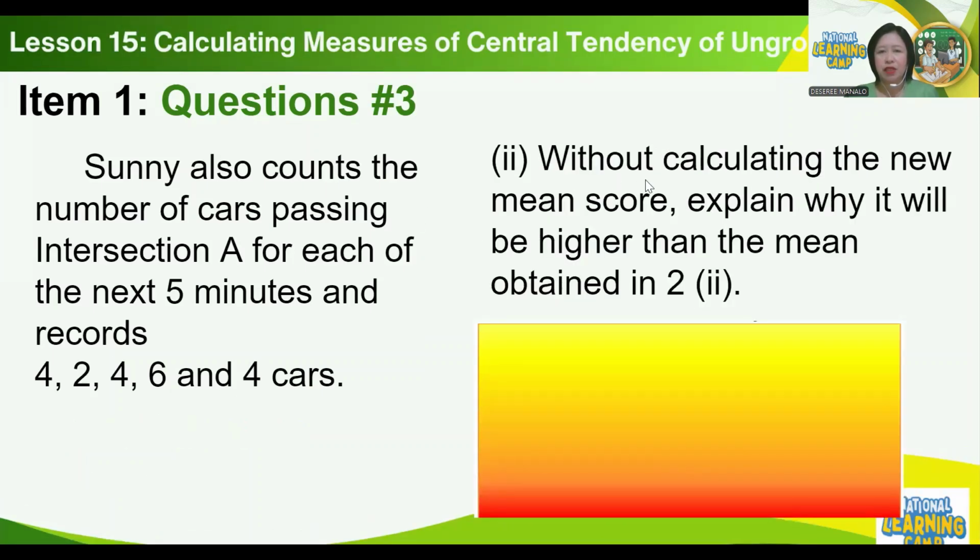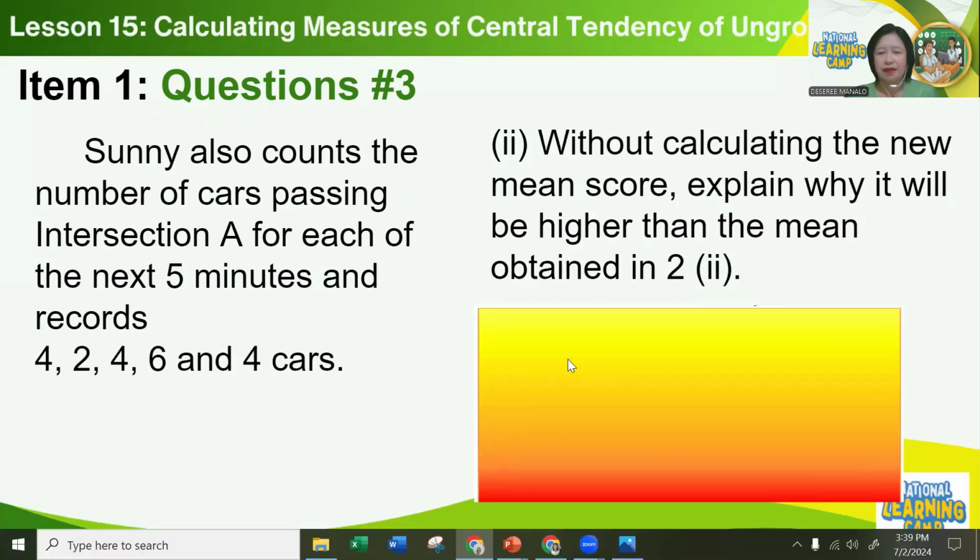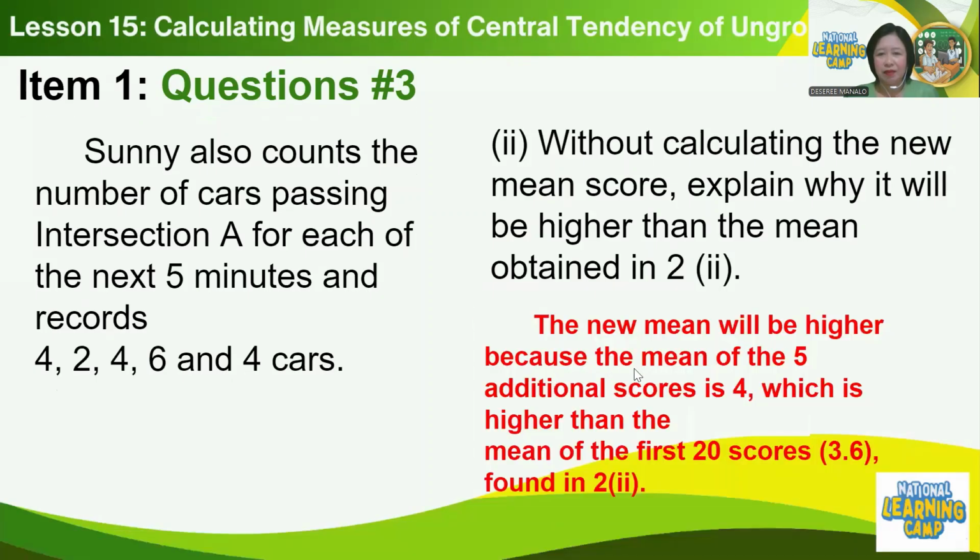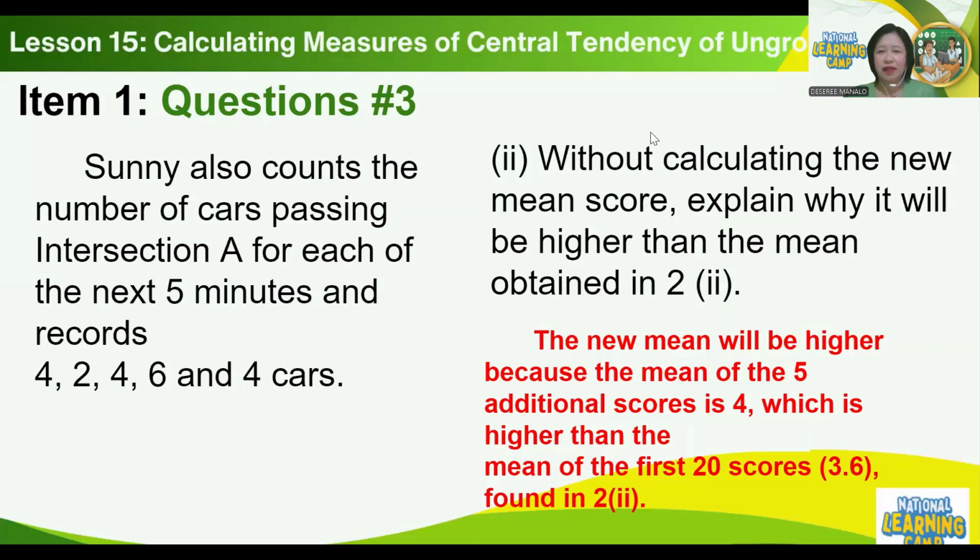For question 3 part 2ii, without calculating the new mean score, explain why it will be higher than the mean obtained in 2i. The new mean will be higher because the mean of the 5 additional scores is 4, which is higher than the mean of the first 20 scores, which is 3.6, found in 2i. I hope you get all the correct answers for item 1. For item 2, you can pause the video again and answer all the problems.